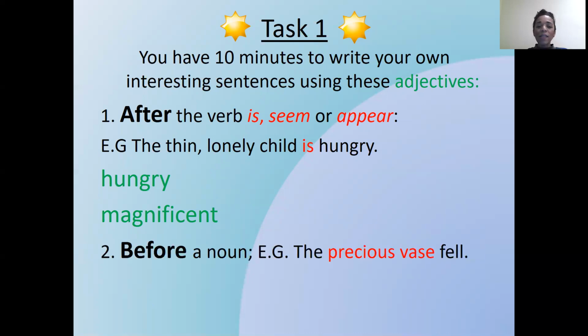Once you've done that, then I'd like you to see if you can use two adjectives, precious, enormous, in front of a noun. So there's my example for you. The precious vase fell. So the noun was vase. I use the adjective precious and I put it in front of the noun. Over to you now. I'd like you to write your sentences, 4 sentences, remember, we have more than 5 words each in your home learning book.